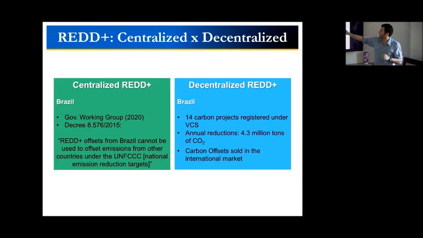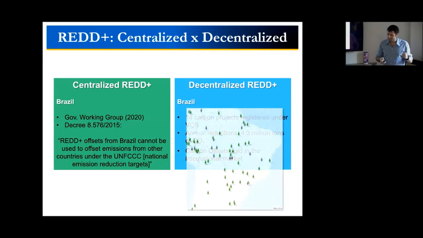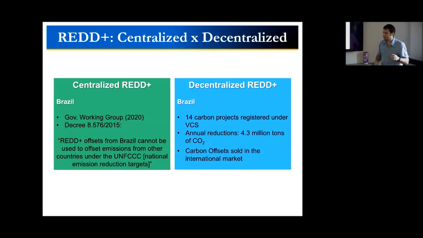At the same time, we have some REDD projects already implemented in Brazil. They are generating 4 million tons of CO2, that's carbon credits, per year. It's not a trivial amount. And they are selling those offsets in the carbon market. What's the rationale for this not being an offset? I don't know. I have no idea.